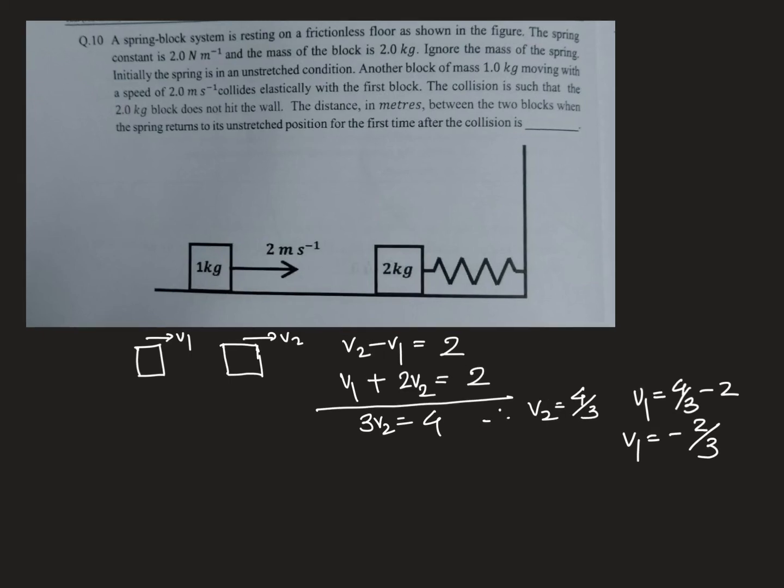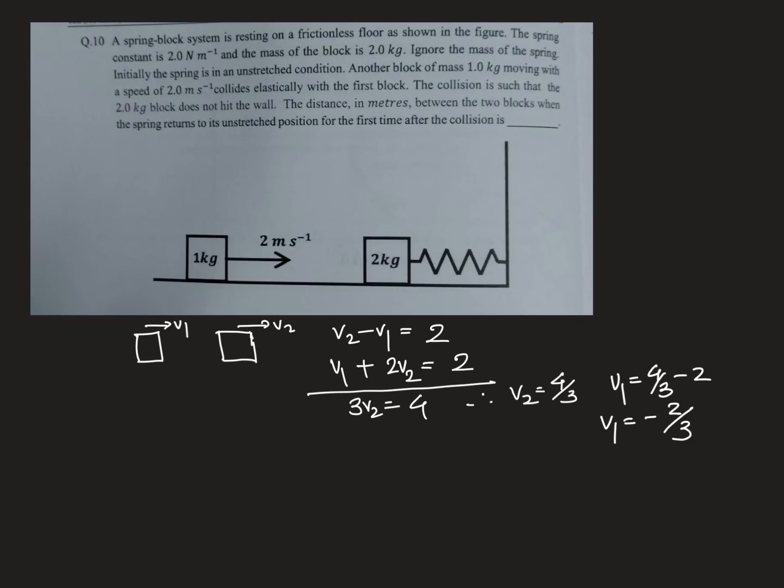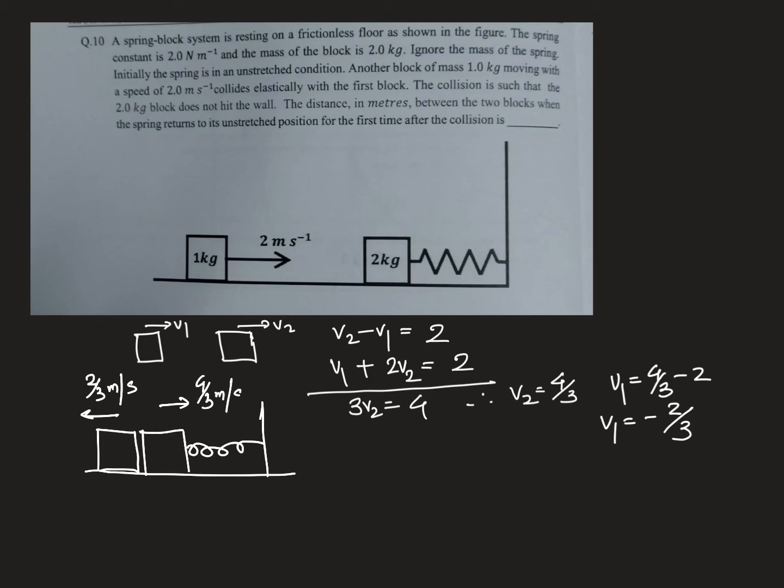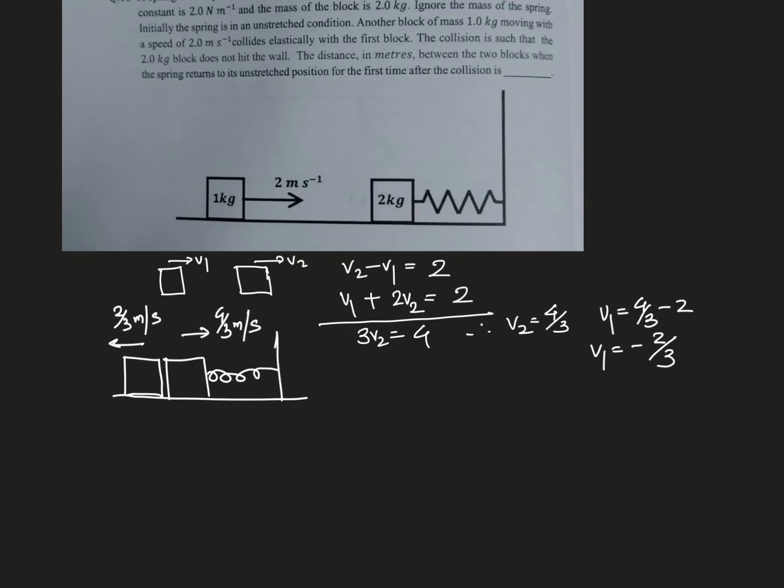Now, the distance between the two blocks when the spring returns to its unstretched position. These are the sequence of events. First, this block returns back with a velocity of 2 by 3 meter per second, and this one goes forward with a velocity of 4 by 3 meter per second. Now, when it returns back to the same position, how does it return back? It goes and then comes back, right?